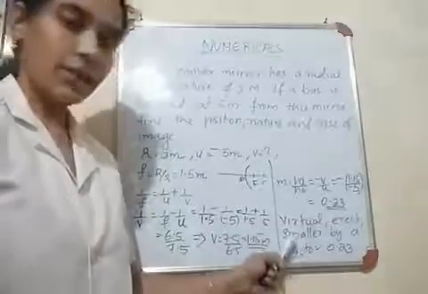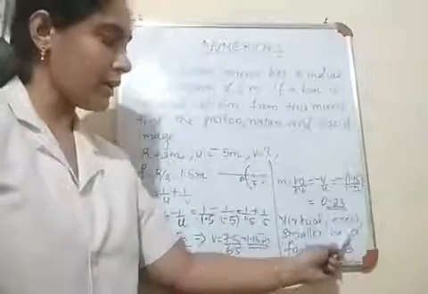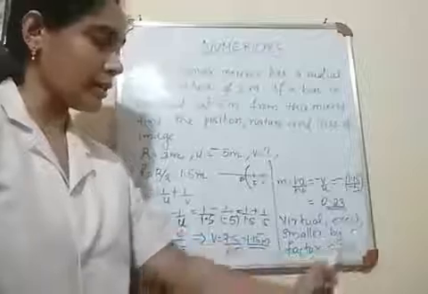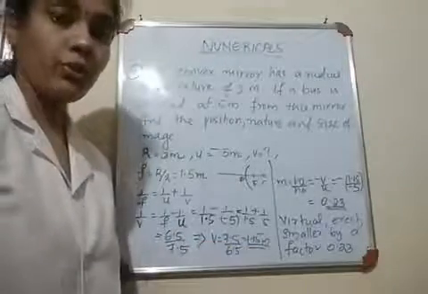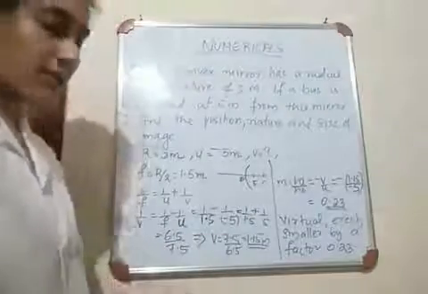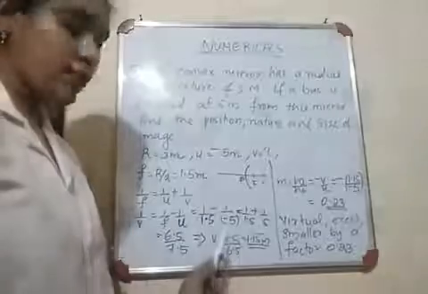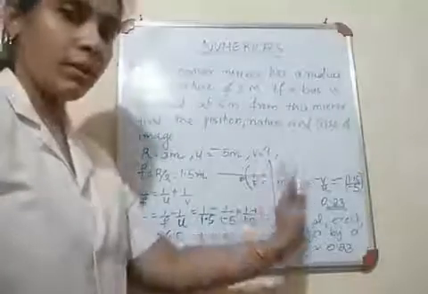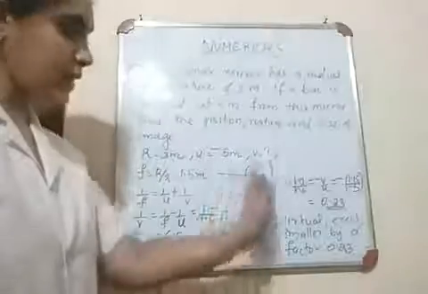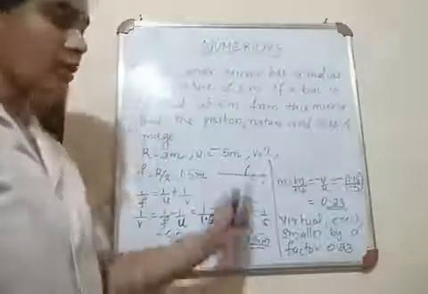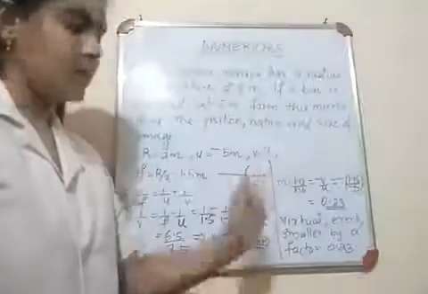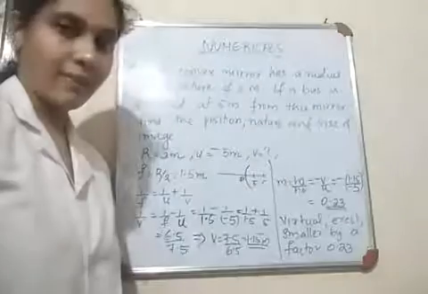So what is the nature of image? Image is virtual, erect and smaller by a factor 0.23. And where is the image formed? Image is formed, V is positive. So image is formed on the right side itself. So image is formed on the opposite side of the object.